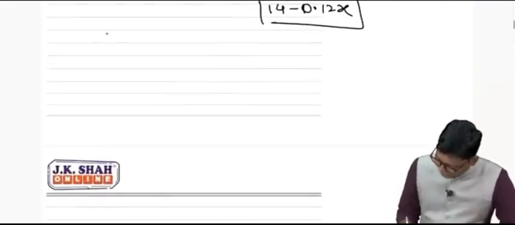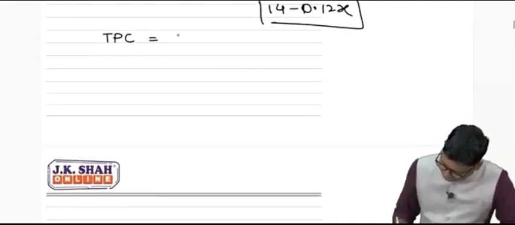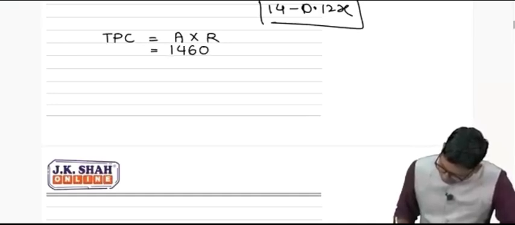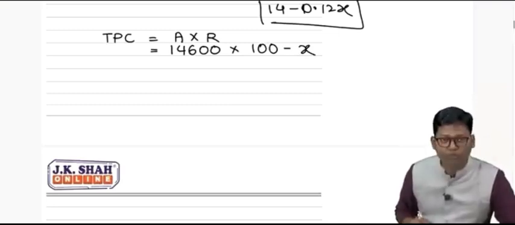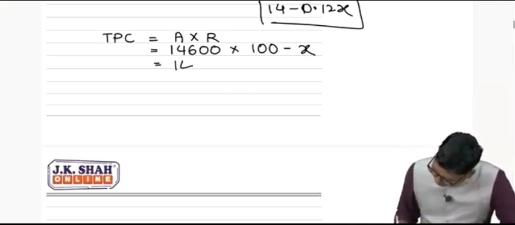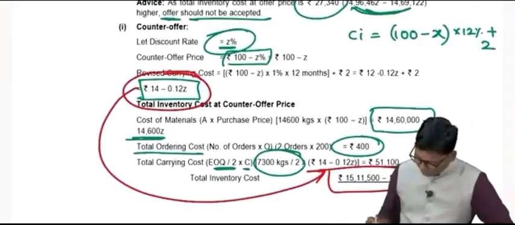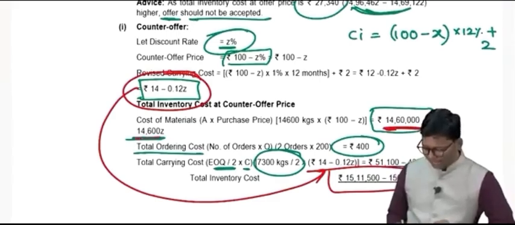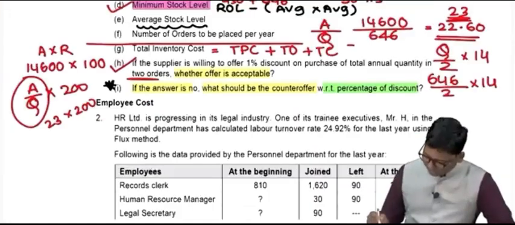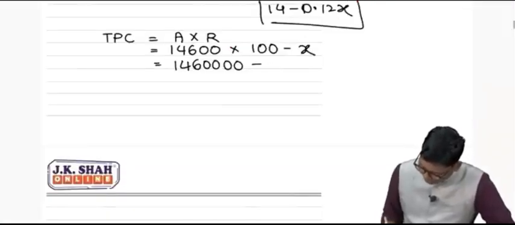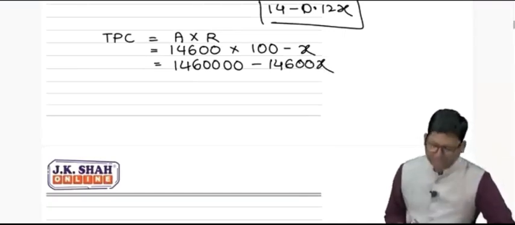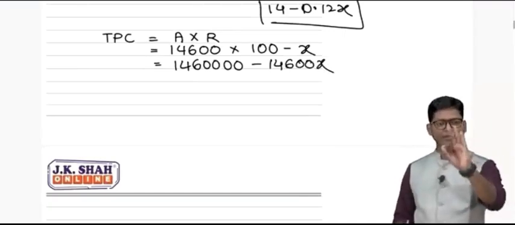Once this is done, the next computation is your TPC. Your TPC will be quantity, that is annual requirement, into rate. My annual requirement is 14,600 kgs of raw material, and my revised rate is 100 minus discount. So it will become 14,60,000. The same amount is recorded here, 14,60,000, and this discount you should calculate now, and the discount calculation is quite simple. Again multiplication is needed, minus 14,600X. Simple calculation. I am just preparing simple equations.